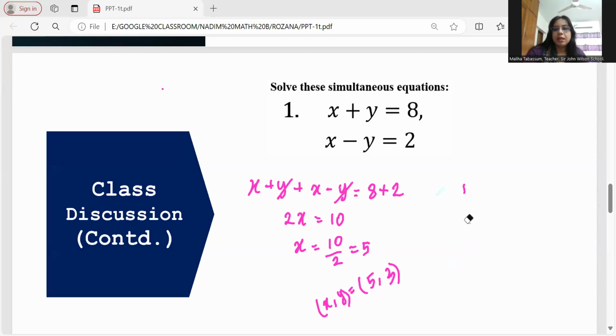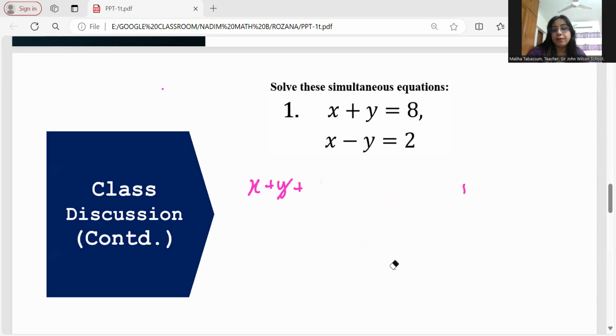Isn't it easy? Pretty straightforward and simple method. Elimination method, where we can eliminate one variable. So here we eliminated variable y. Then have a look at the next example.